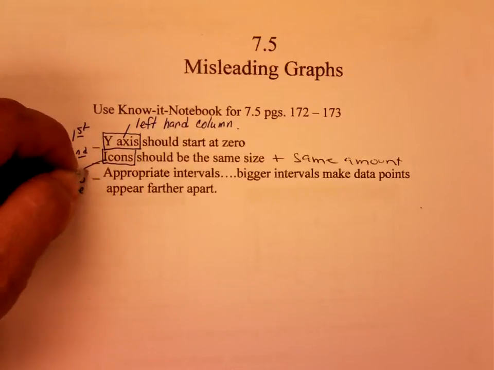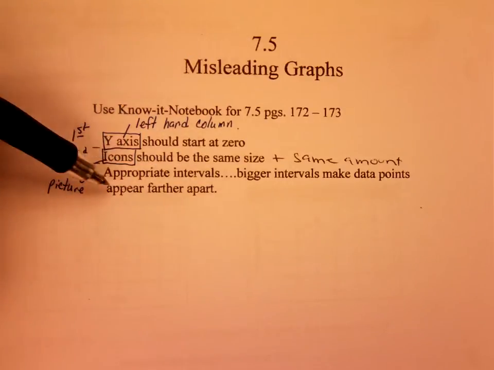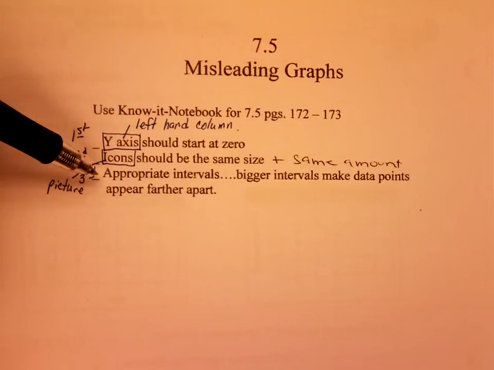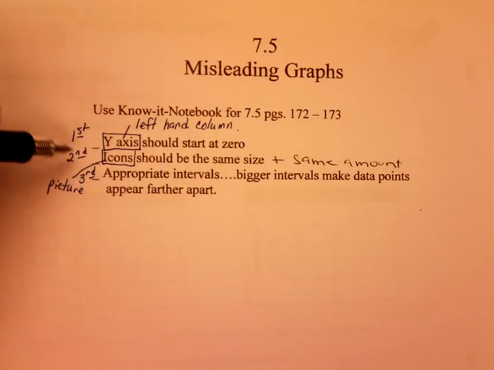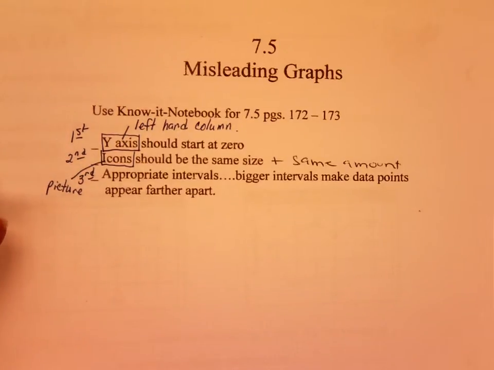And the third one is appropriate intervals. Bigger intervals make the data points appear further apart. So you have to look at it. If all the numbers are in the 80s, you're not going to count by 10s because then all the lines will be really close together. You might want to count by 2s to make sure that it's appropriate intervals. So these are your three reasonings that you want to memorize for misleading graphs.